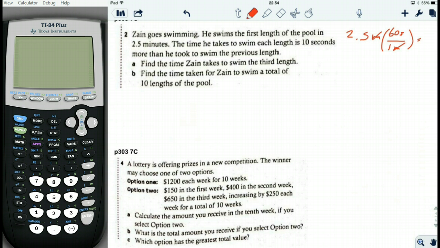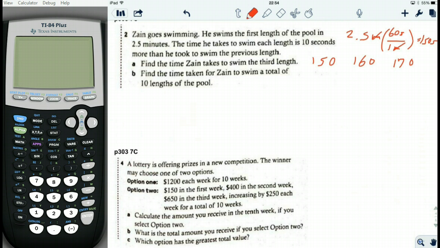That'll give you 120 plus 30. 120 plus 30, is that right? 120 plus 30, yes, so 150 seconds. Okay, so Zane swims the first length in 150 seconds. The next length he takes 10 seconds longer, so he takes 160. The third length he takes 10 seconds longer, so he takes 170 seconds.